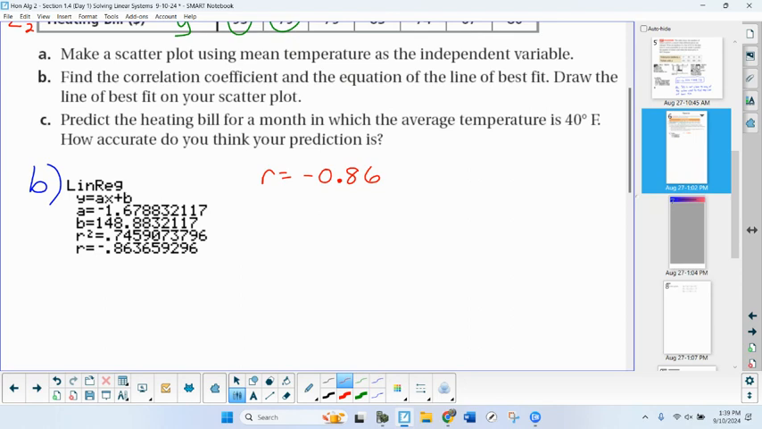Okay, now, next thing is write the equation for the line of best fit. And they gave you y equals ax plus b, and they give you a, and they give you b, rounded to 2 decimal places. Landry, what'd you write down?